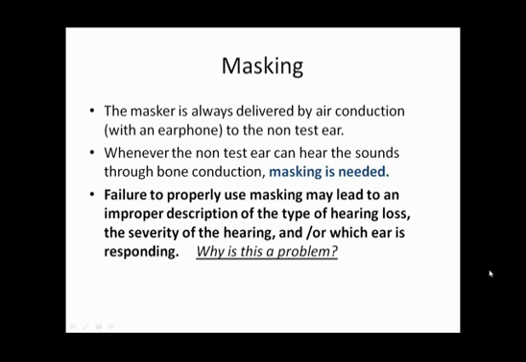Failure to properly use masking may lead to an improper description of the type of hearing loss, the severity of hearing loss, and or which ear is responding. Why is this a problem? Well, it's a problem because audiologists and surgeons need to make a determination about intervention or management of the hearing loss. And if they do not receive the proper diagnosis, the proper description of the hearing loss and the severity of the hearing loss, they can do things that are inappropriate or wrong for the patient.